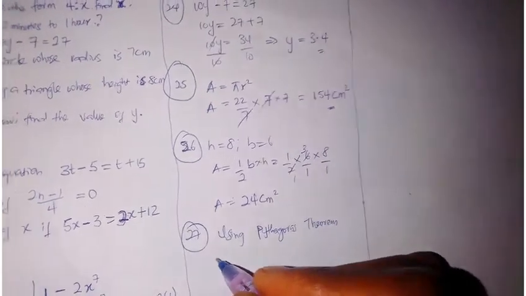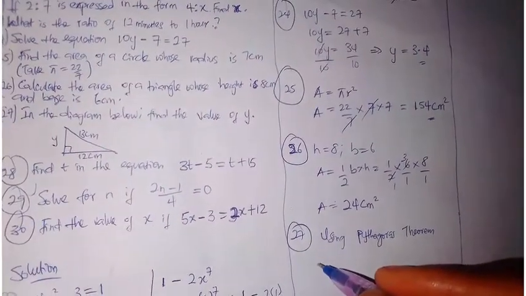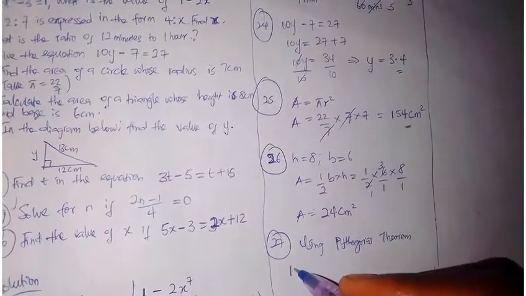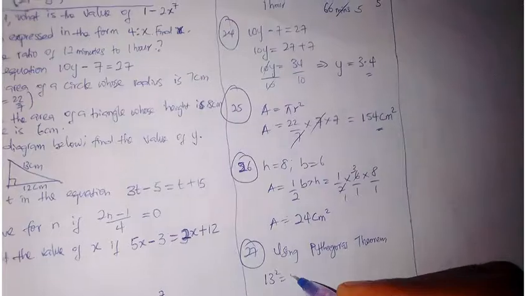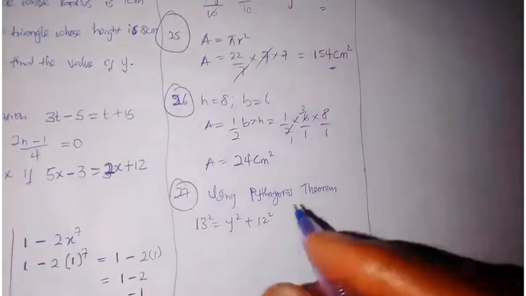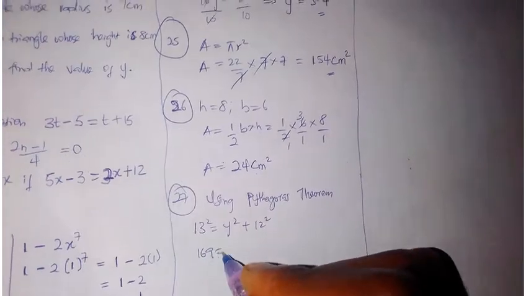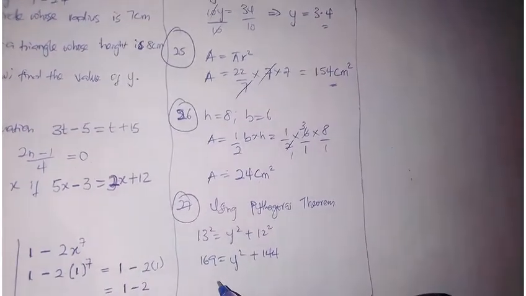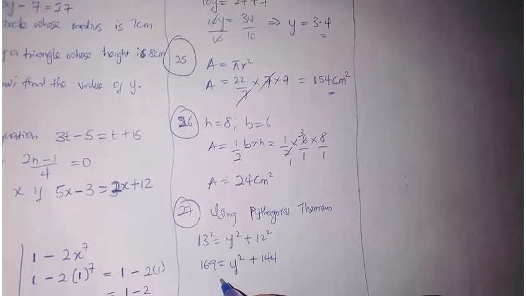the longest side is 13. The rest are either opposite or adjacent. So 13 squared equals y squared plus 12 squared. 13 squared is 169 equals y squared plus 144 as 12 squared.